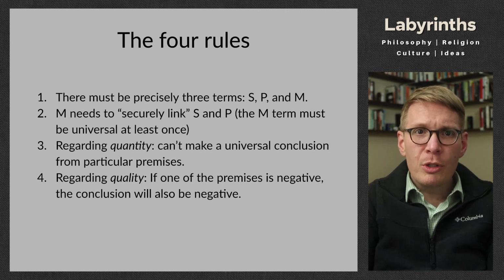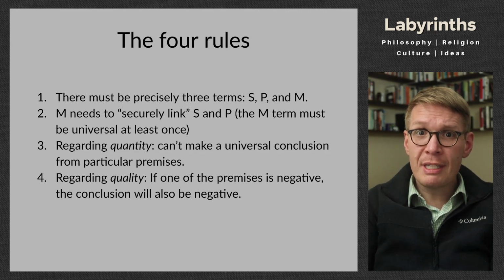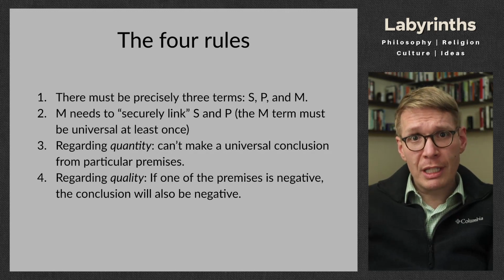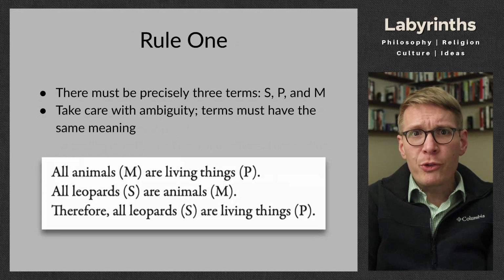But also, quality has to be considered, and that's our fourth rule. If one of the premises is negative, then the conclusion also has to be negative. So let's take a look at each of these four rules, and then we'll look at some ways that they can go wrong. So the first rule, there must be precisely three terms: S, P, and M.